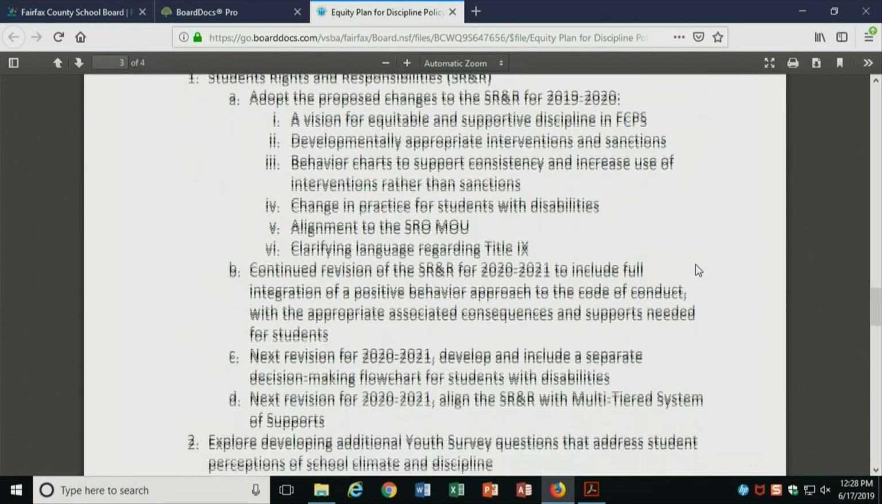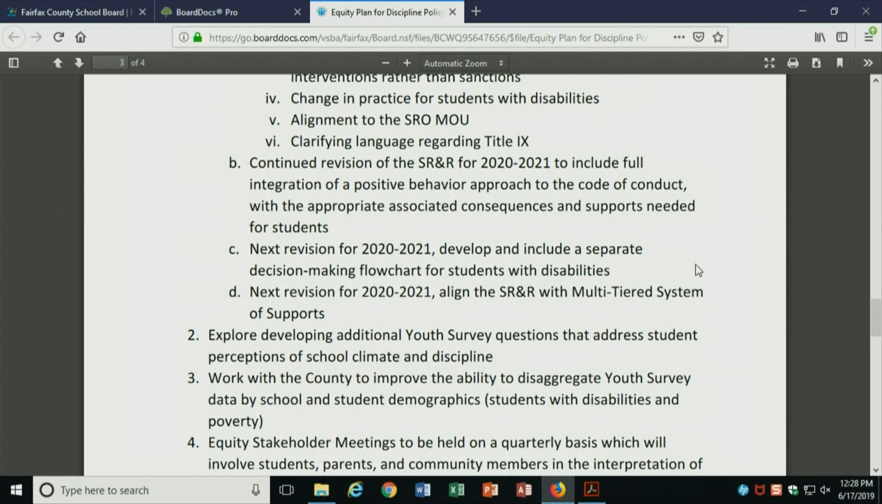But beyond that, we need a continued revision, as Dr. Osher and Dr. Mayo talked about, year 2, and this is item 1B. We need to continue to revise the SR&R beyond what we're going to present you today to really integrate more positive behavior approaches. Even in the Orsi report, we heard there were 2 sentences or 2 lines that only spoke to positive behavior, and really the majority of it in their report was around punitive measures.